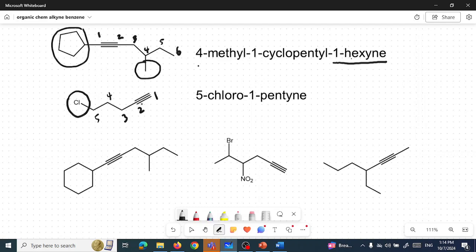Now back to this example with 5 carbons and the triple bond between number 1 and number 2. And on number 5, there's a substituent of chloro. So it's called 5-chloro-1-pentyne.